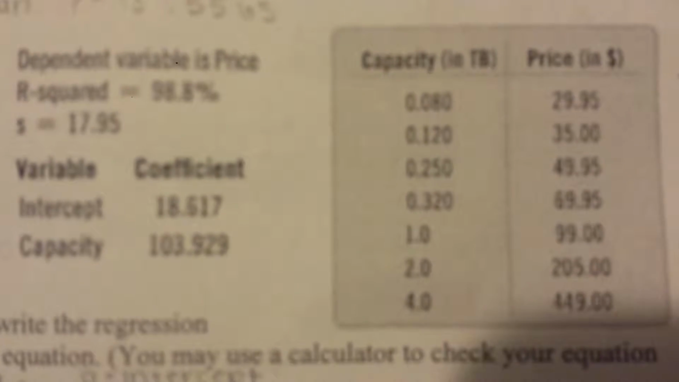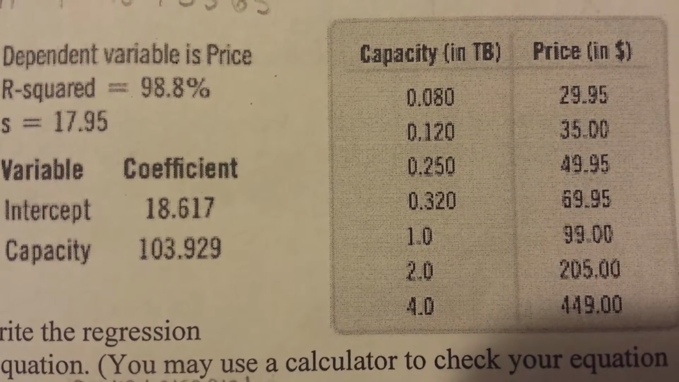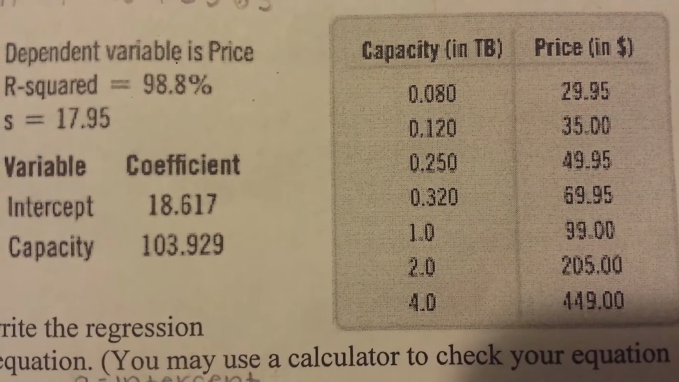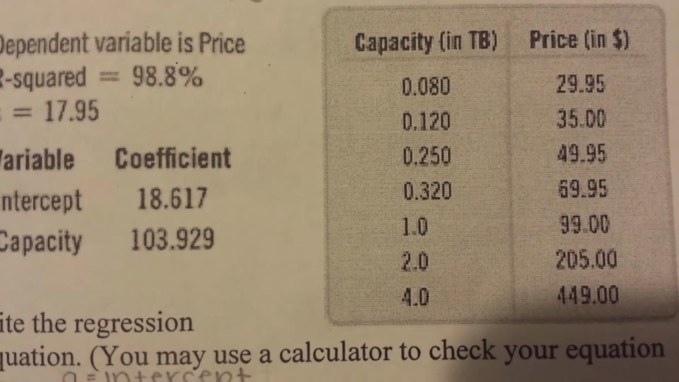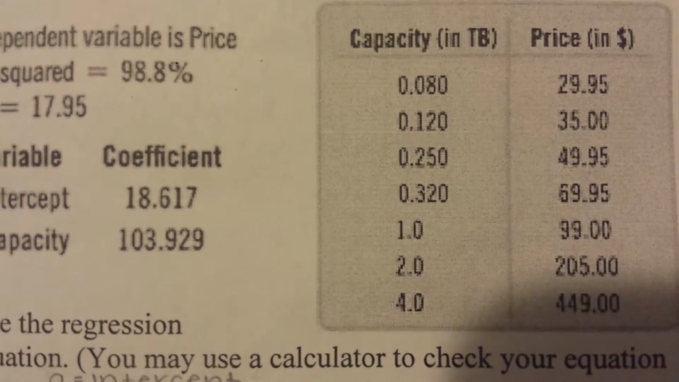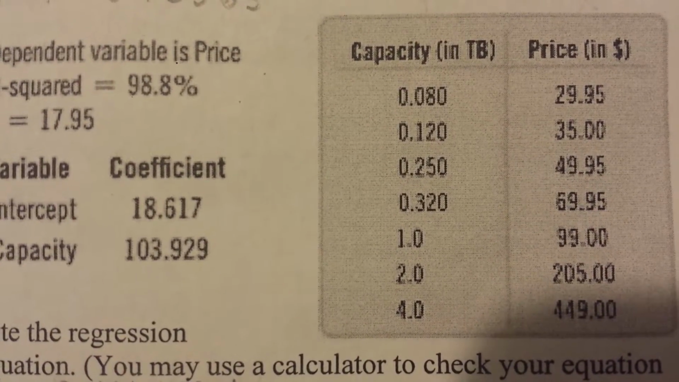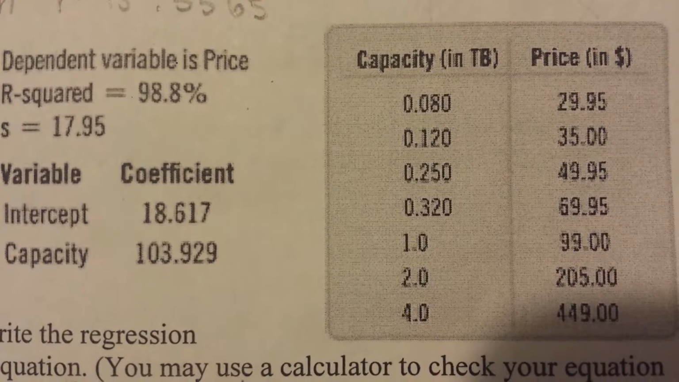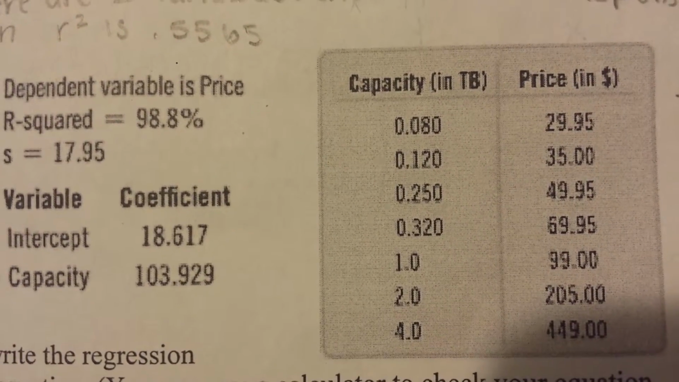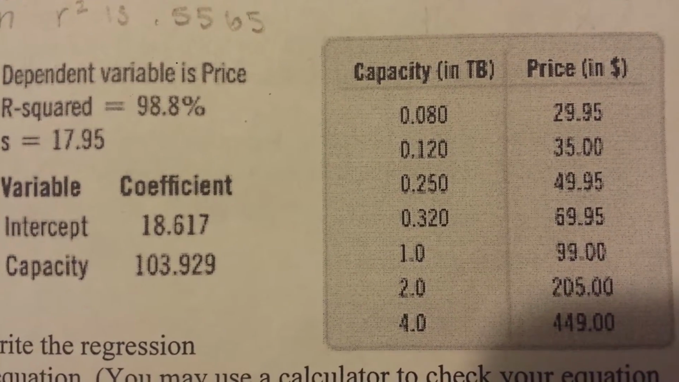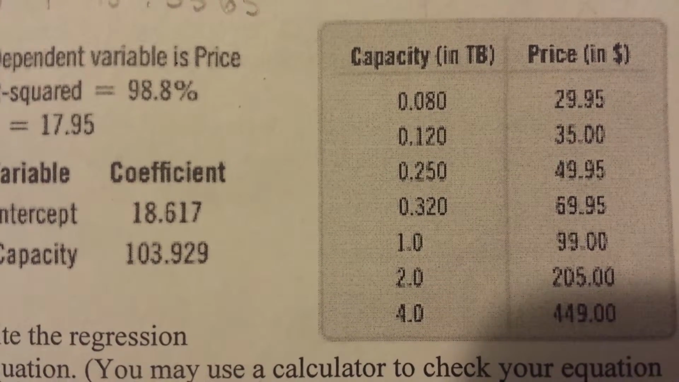For the advanced question, it says, to the right are data collected on the prices and capacity of hard drives. Below is a regression analysis of price versus capacity. Question A says, without the use of a calculator, write the regression equation. Define the variables used in your equation. You may use a calculator to check your equation for accuracy.